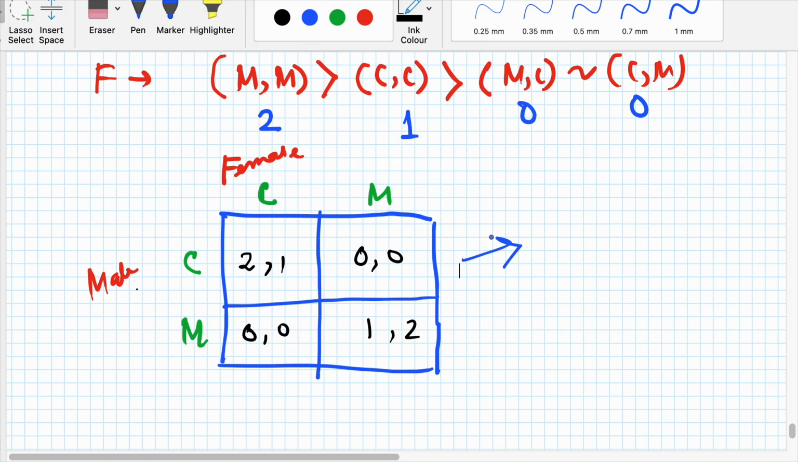And in the next classes we will see that both CC and both MM are Nash equilibria.